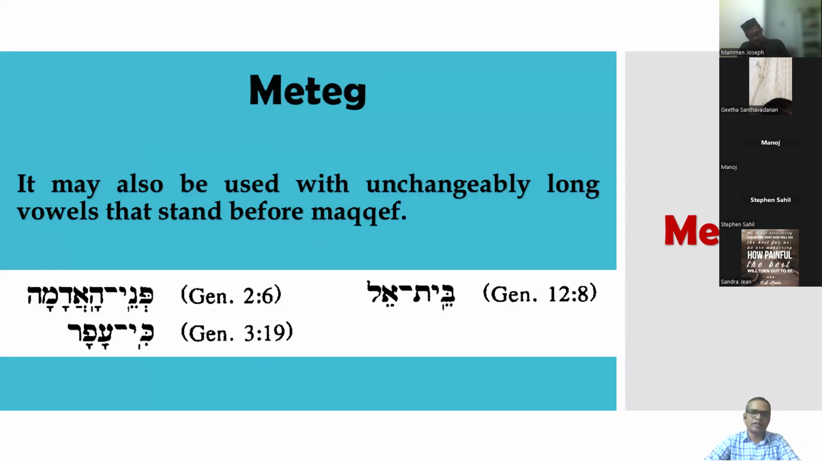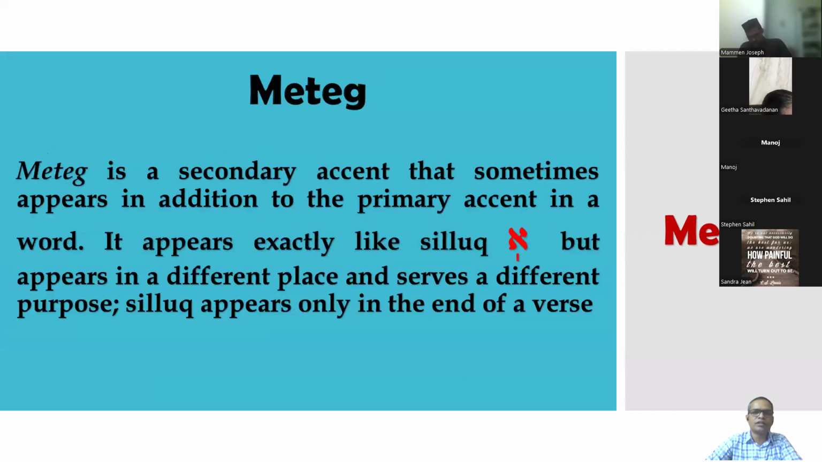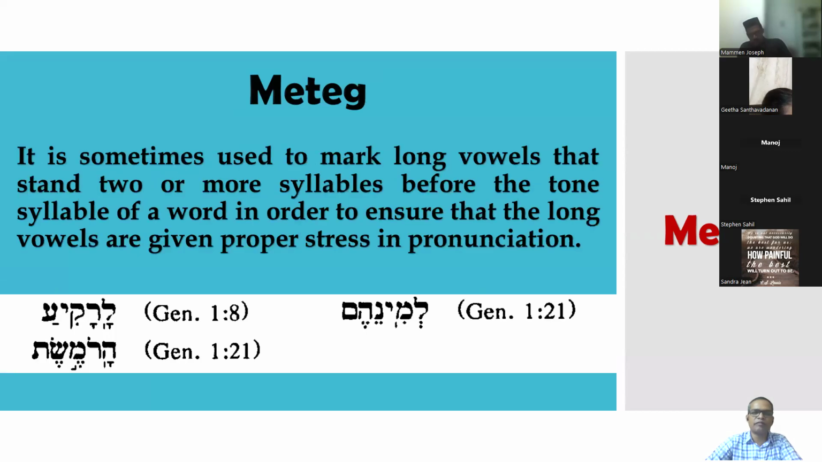The first syllable or the first word will not be the accented syllable. So in that case, in order to make sure about the presence of the long vowel and not to stress too much, methek is placed along with the unchangeably long vowels before Makaf. Makaf is a horizontal stroke which helps to join 2 or 3 words together and make them one speech unit. Okay, so these are the 4 different functions of methek.